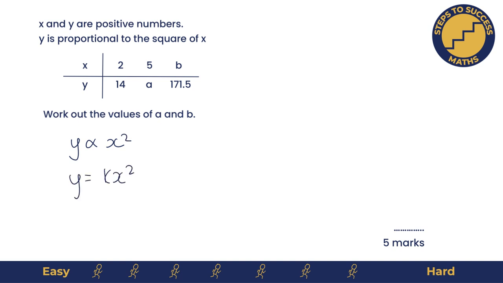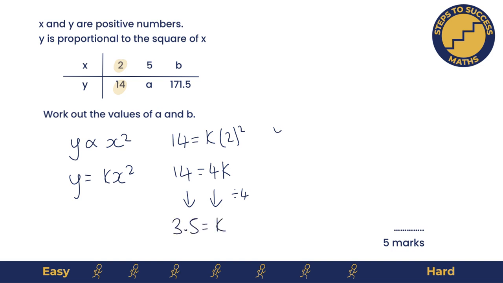If we look at the table, we've got x is 2 when y is 14. So we can use that to find the value of k. 14 equals k times 2 squared. 14 is equal to 4 times k, and divide it by 4, k is 3.5. So y is equal to 3.5x squared.